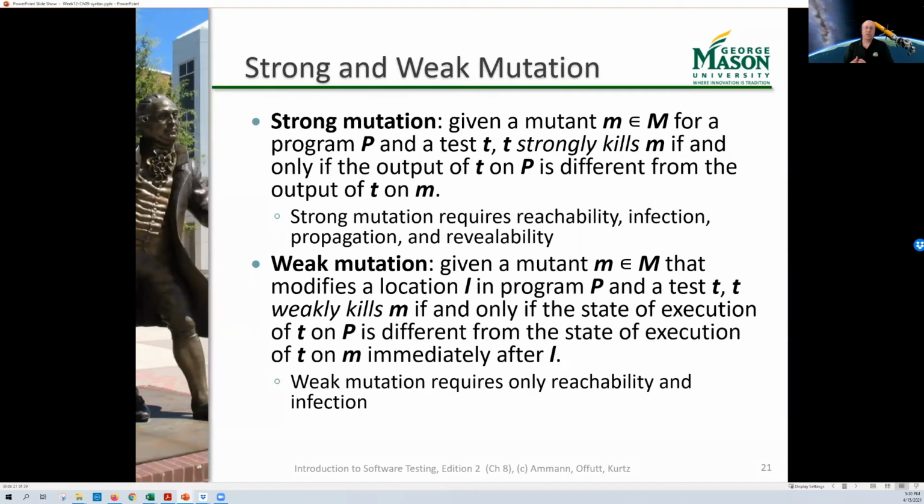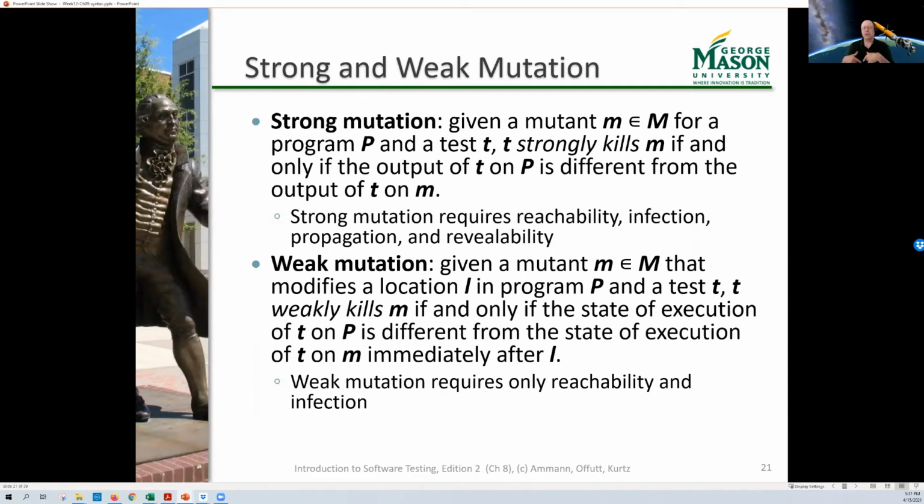Basically, strong mutation means that there's an observable output of the test that is different on the mutant than it is on the original program. In other words, strong mutation requires reachability, infection, propagation, and revealing the error.